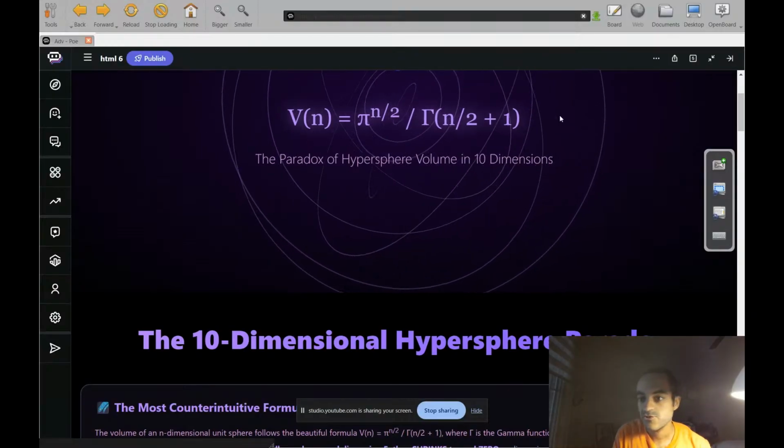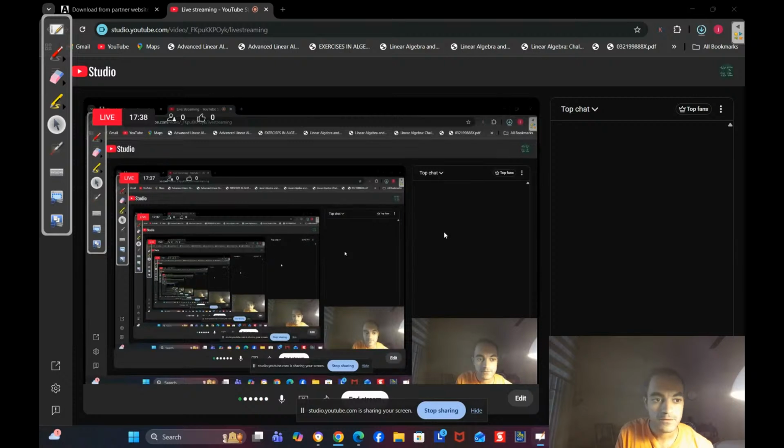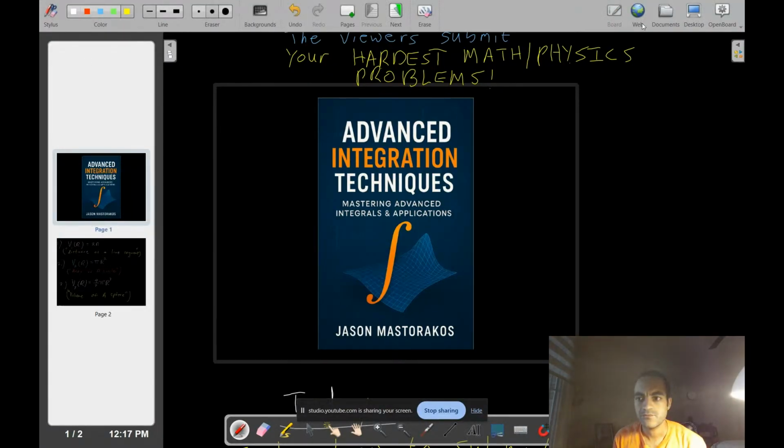Let me see if anyone in the chat understands what I mean. Okay, so what does that mean? What does it mean that V of n at n equals 10 is capped off? Any questions? Okay, there are no questions on this specific thing I'm talking about. In other words, there's no misunderstanding, I hope. Okay, good. Let me just go back here.